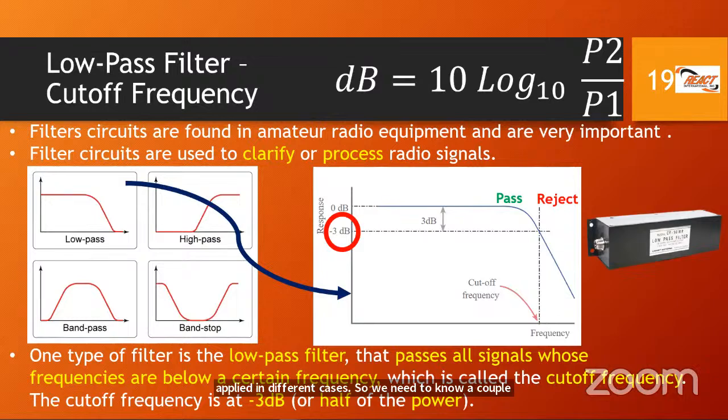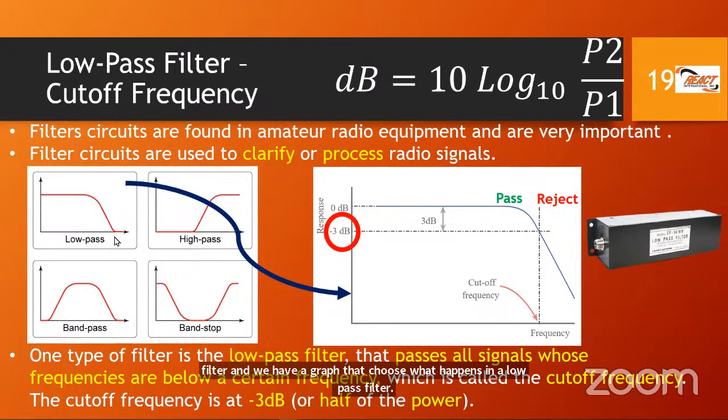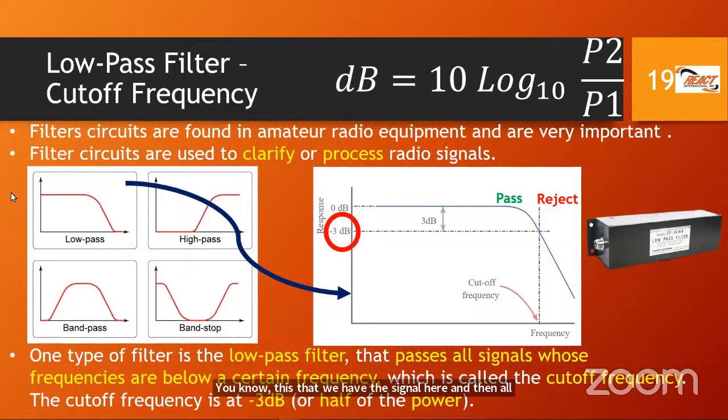So on your screen, we have examples of the different types of filters, and we'll dive a little deeper into a couple of them. But just compare and contrast, we have the low pass filter, and we have a graph that shows what happens in a low pass filter. You'll notice that we have the signal here, and then all of a sudden, the signal drops off or is attenuated. That's low pass, right? So low pass means that the low frequency passes and the higher frequency does not. So that's what low pass means.